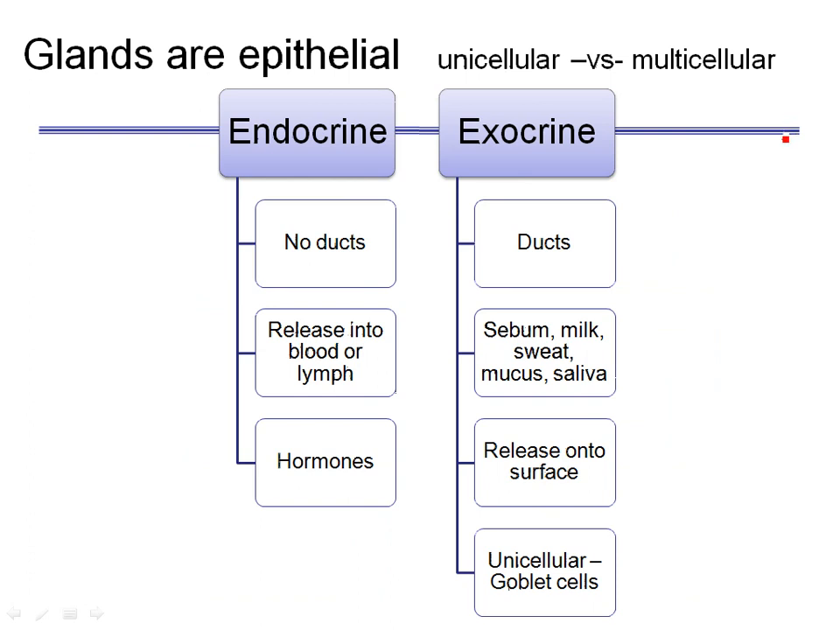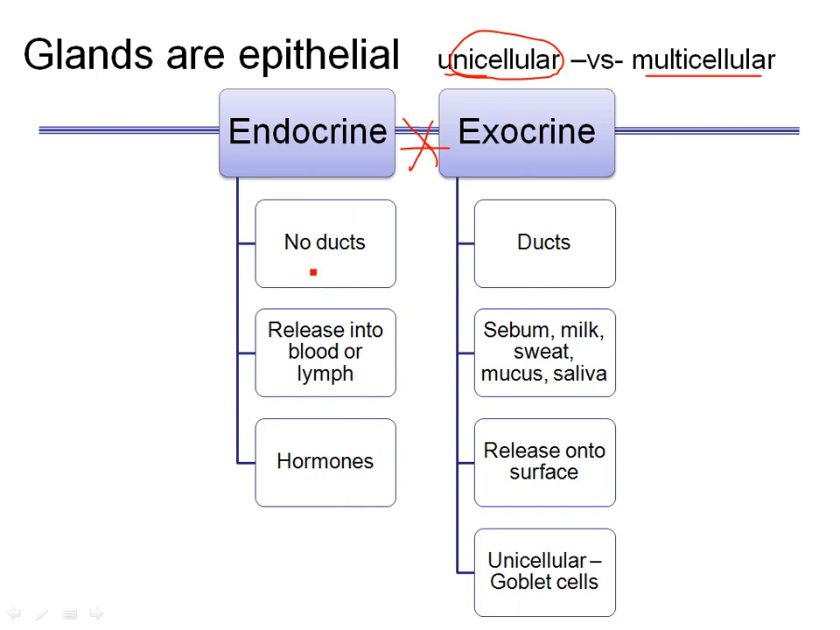Alright, some other things about epithelial tissues that I mentioned briefly earlier. Glands are epithelial. Glands are parts of the body that secrete a fluid with some active ingredient in the fluid. If the gland is one cell, it's unicellular. If the gland is many cells, it's multicellular. And then furthermore, we have 2 categories here, depending on how they release that fluid.